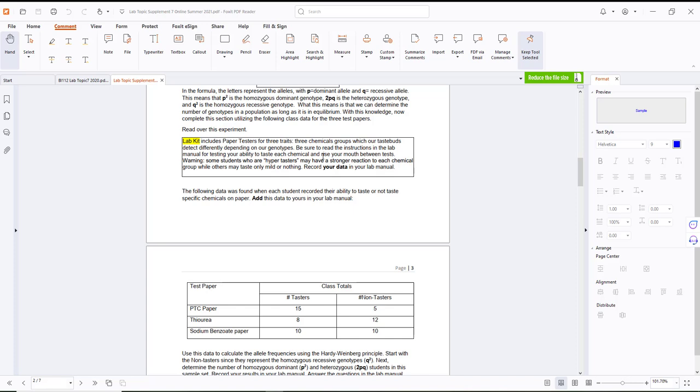In between each test, you'll want to rinse your mouth. So just take a drink of water.